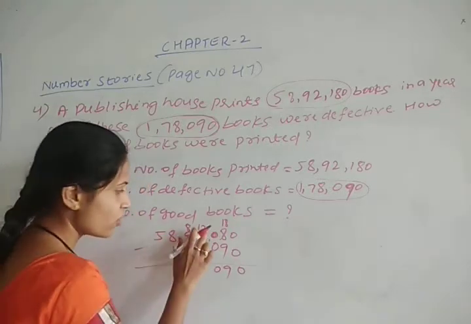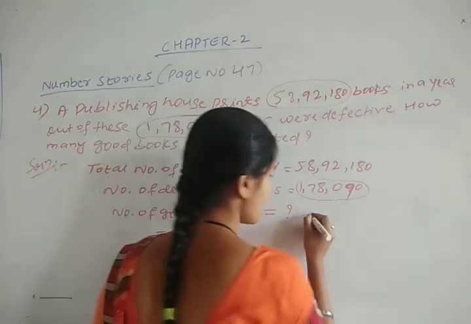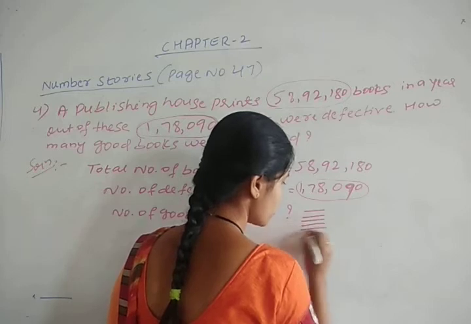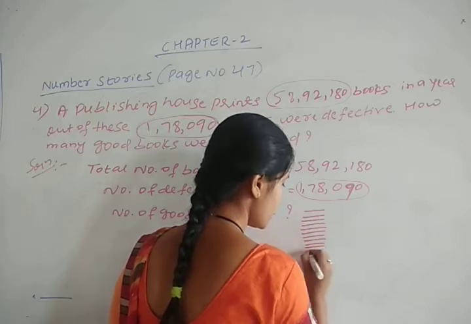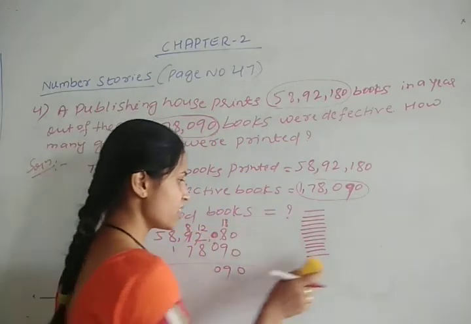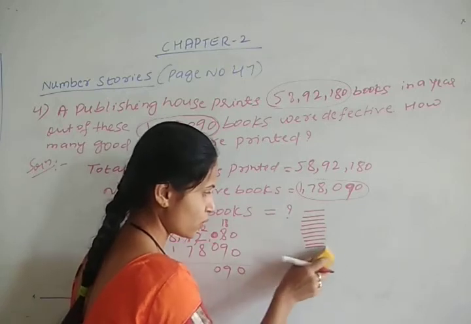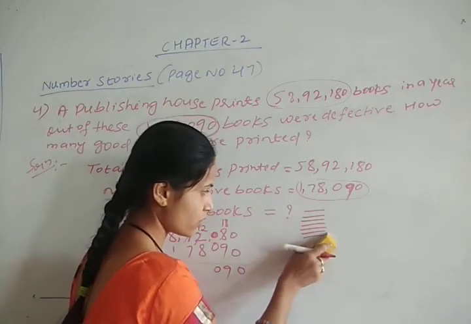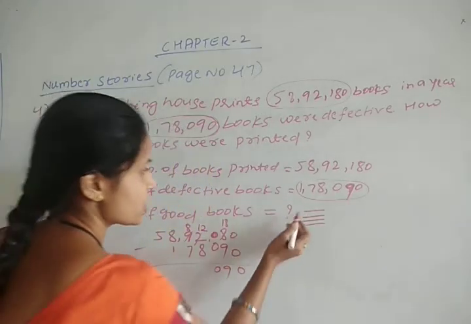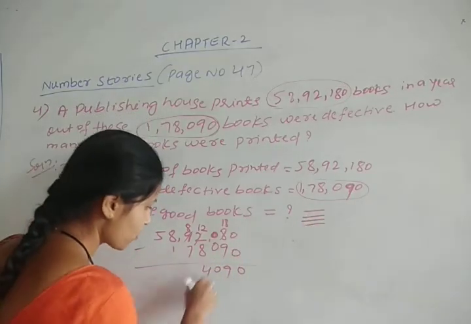Now if you subtract 8 from 12, how much will you get? Let us see. I will draw 12 bars here. 1, 2, 3, 4, 5, 6, 7, 8, 9, 10, 11, 12. We have 12 bars. From this I am going to remove 8 bars. Let us remove 1, 2, 3, 4, 5, 6, 7, 8. How many bars are left? Let us count. 1, 2, 3, 4. We are left with 4 bars. So write here 4.